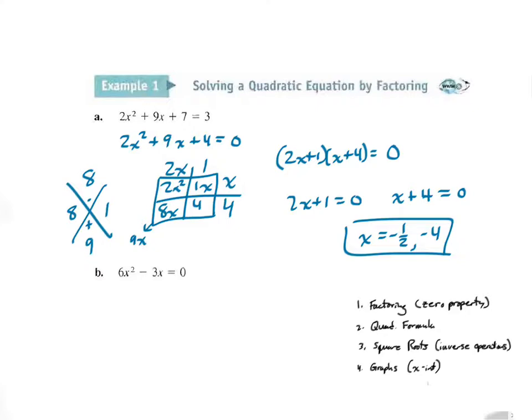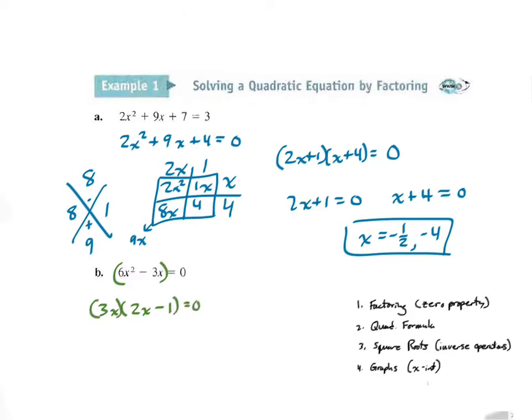Now let's look at the next one. This one right here doesn't look like the one before, but just because it doesn't look like the one before doesn't mean you cannot factor it. I can factor that just by simply taking out a 3 from both of those. So I take a 3 out of the first one. 6 divided by 3 is 2, and x squared divided by x is x. And then I have 3x divided by 3x, which is going to be a 1, equals 0.